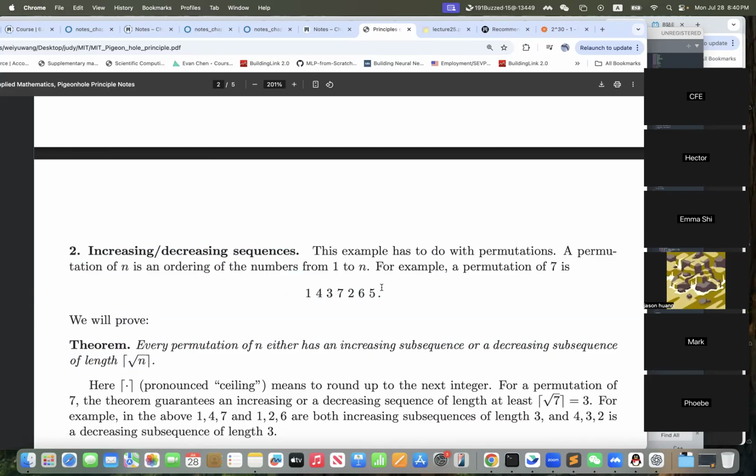Okay, so I'll stop you here. Can you explain in your own words what a permutation is? So what is a permutation of 7? Like the numbers 1 to 7. So the numbers 1 to 7. So what makes it a permutation? Because it's an ordering of the numbers 1 to 7.